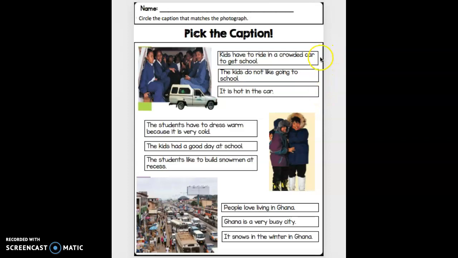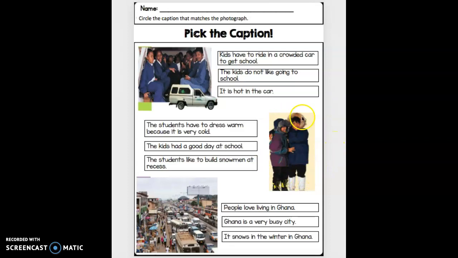Let's start with the first one. Kids have to ride in a crowded car to get to school. Second one, the kids do not like going to school. Or the third one, it is hot in the car. By looking at the photograph, which caption correctly matches what you see in the photograph? Go ahead and circle.